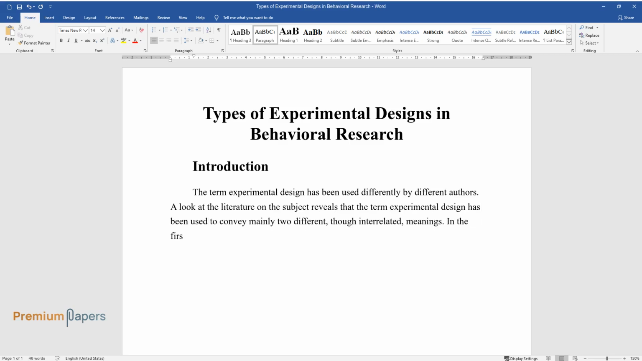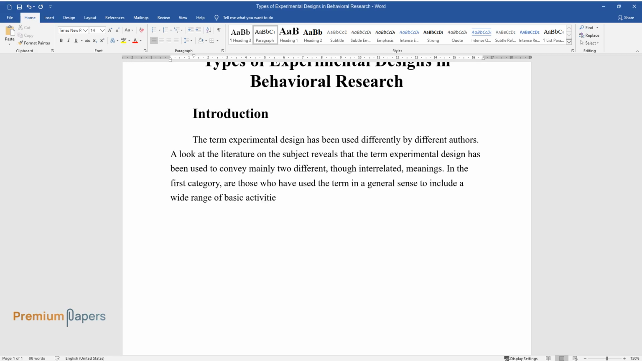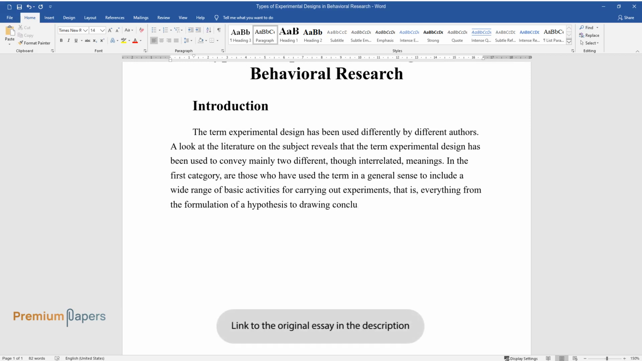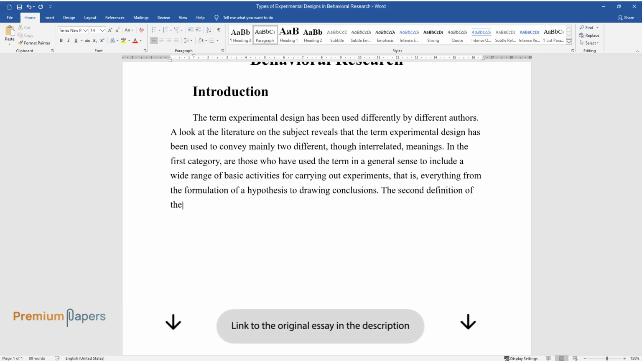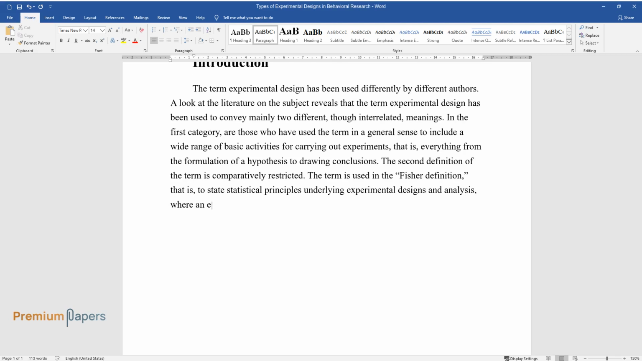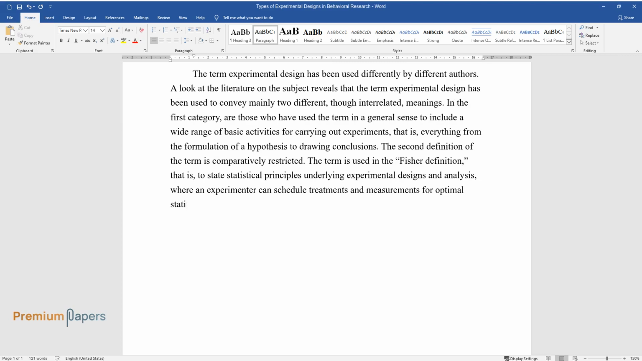In the first category are those who have used the term in a general sense to include a wide range of basic activities for carrying out experiments, that is, everything from the formulation of a hypothesis to drawing conclusions. The second definition of the term is comparatively restricted. The term is used in the Fisher definition, that is, to state statistical principles underlying experimental designs and analysis, where an experimenter can schedule treatments and measurements for optimal statistical efficiency.